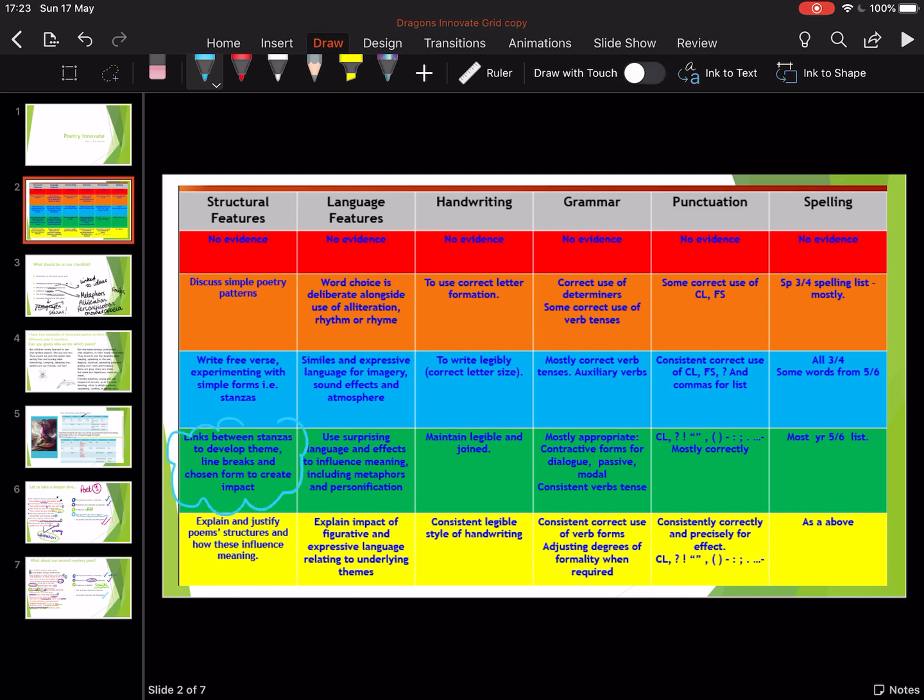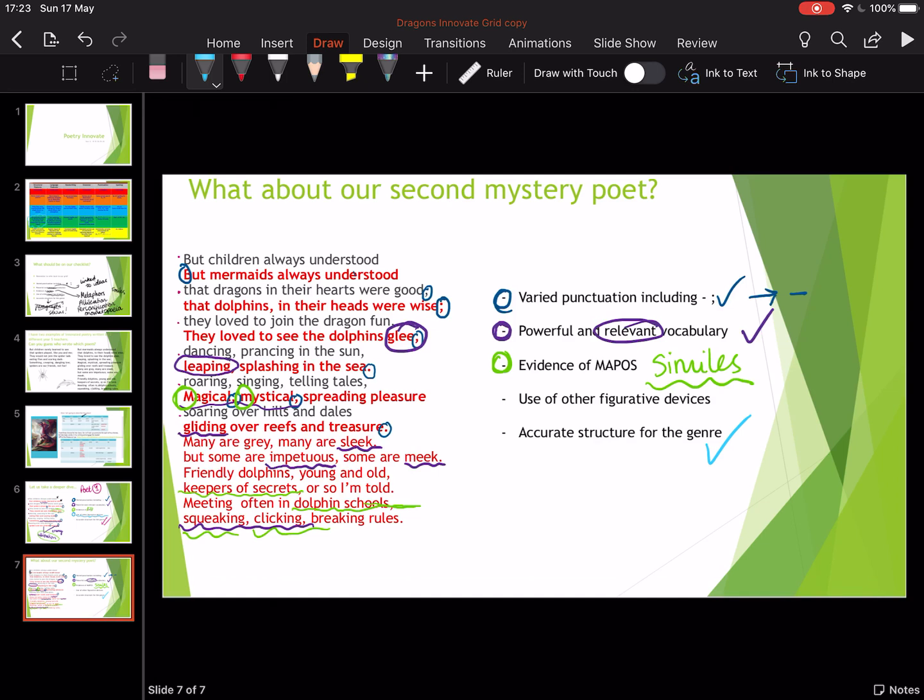I'm even circling it. I'm circling it in blue. I pretend that's green. Links between stanzas to develop a theme. So let's go back here. This mystery author has definitely done that. They've linked their stanzas together and it's here. They love to see the dolphins' glee, leaping, splashing in the sea. Magical, mystical, spreading pleasure, gliding over reefs and treasure. So they've linked the idea that these are wonderful animals having fun in the sea.